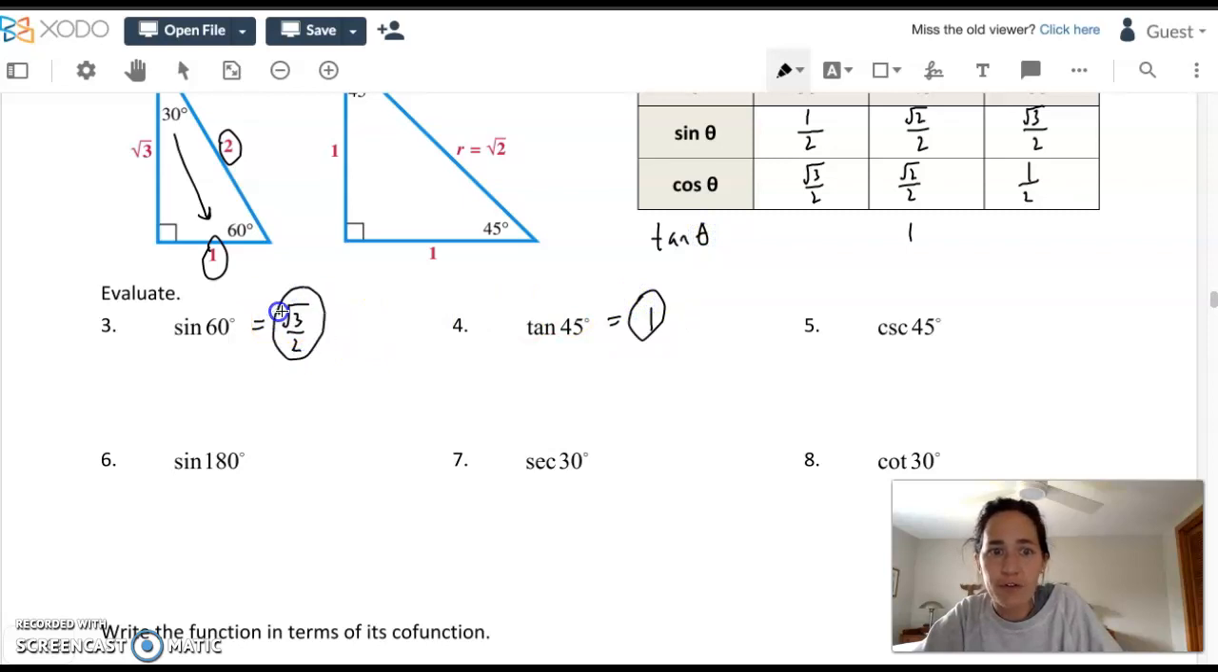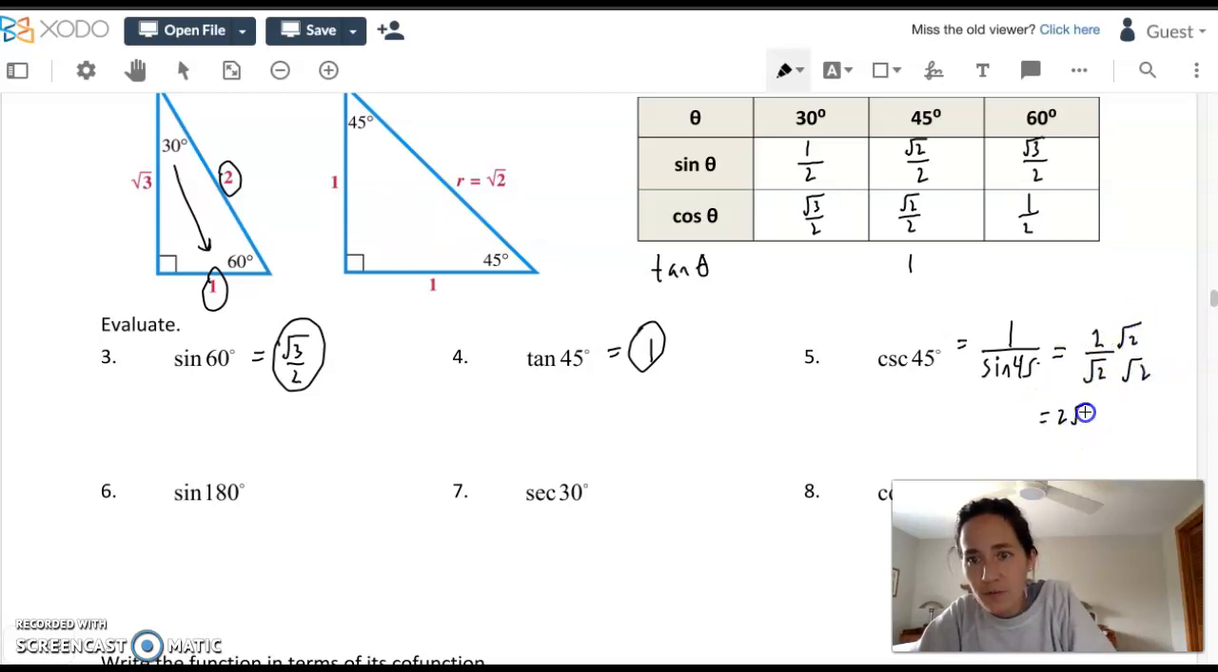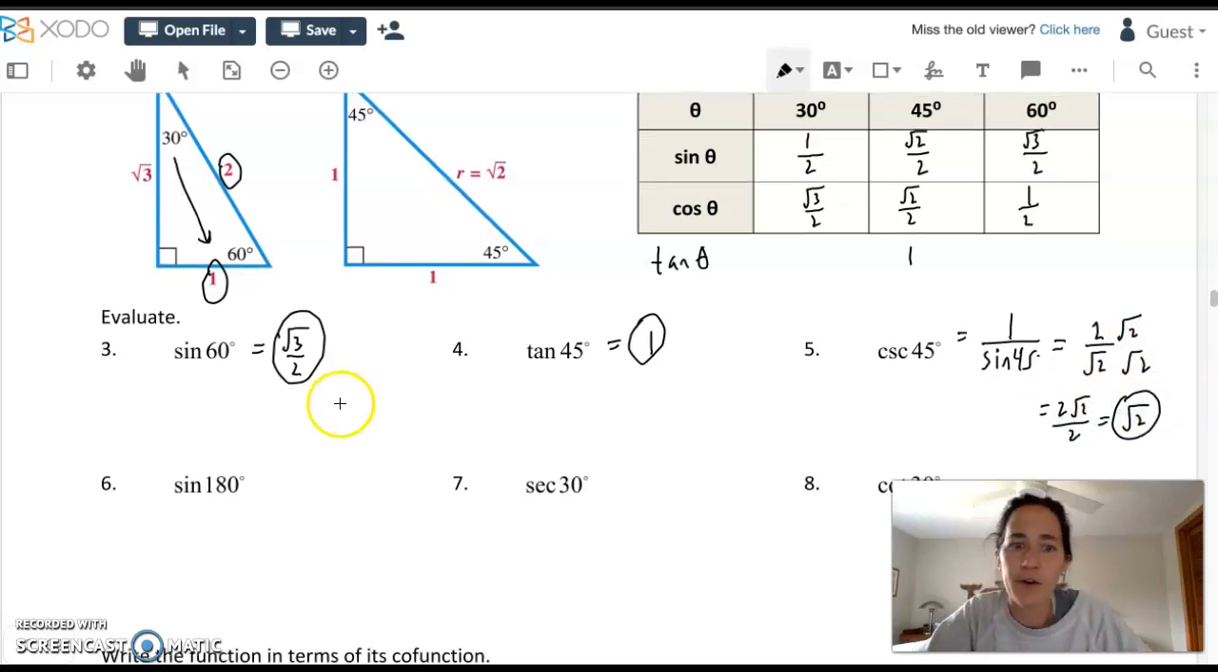Cosecant of 45 degrees. Well, that's not on the table, but the sine is, right? It's going to equal 1 over the sine of 45 degrees. Just practicing getting used to these values. So sine of 45 degrees is square root of 2 over 2. If I flip that, I get 2 over the square root of 2, which rationalized just becomes the square root of 2. Okay, so just flip an answer that you already have there.